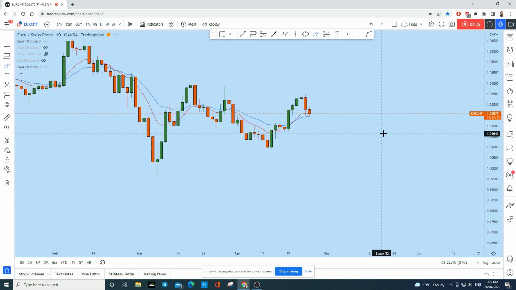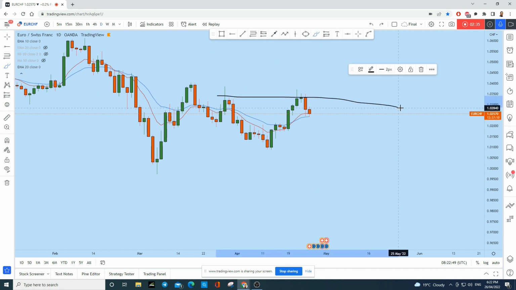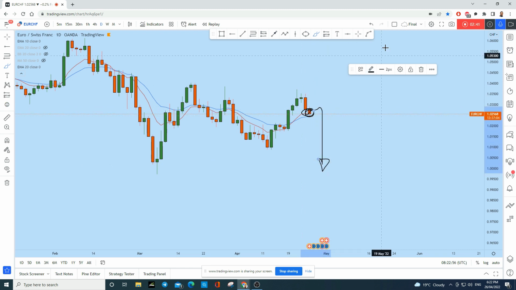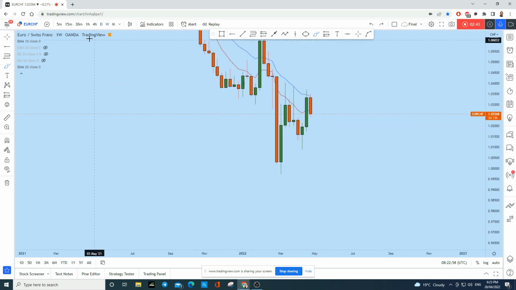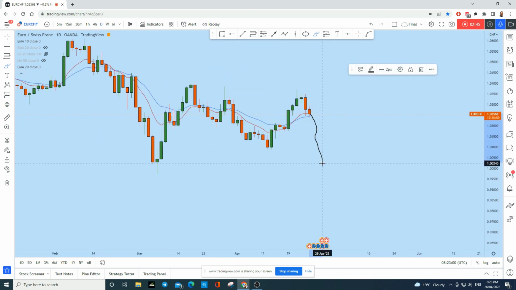Now, let's see the daily time frame. On the daily, as expected, the previous day we saw a bearish candle from this monthly level of resistance that we have seen. Today, as soon as the market opened, the price retraced a little bit, and now it is breaking down. So we can expect Euro CHF on the daily as well to push down. This is what is likely to happen.